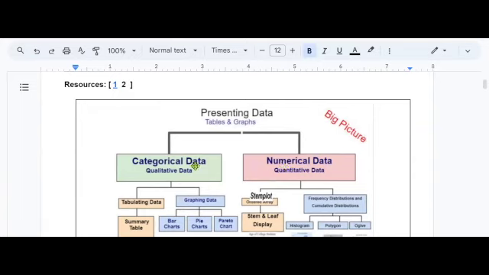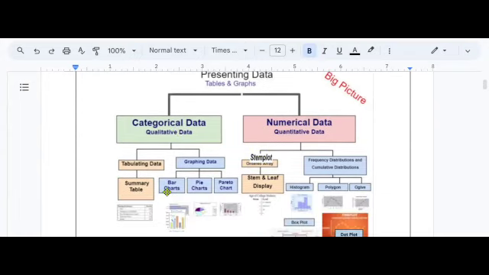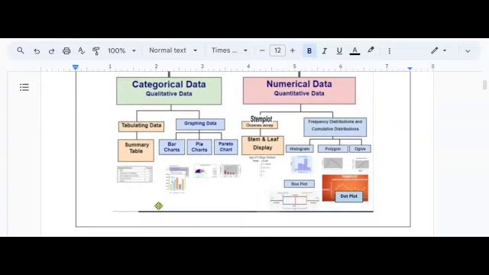Now, I made a very nice drawing to categorize the two types of data, which are categorical and numerical, and under each one of them, the different types of graphs that you can apply. Okay? We will cover a few of them. We will not be able to cover all of them. So some of them, I will leave it up to you to search and learn by yourself, like independent study.